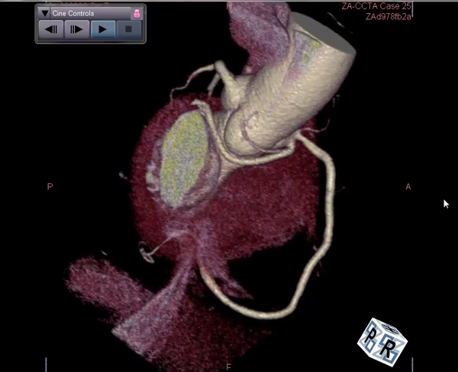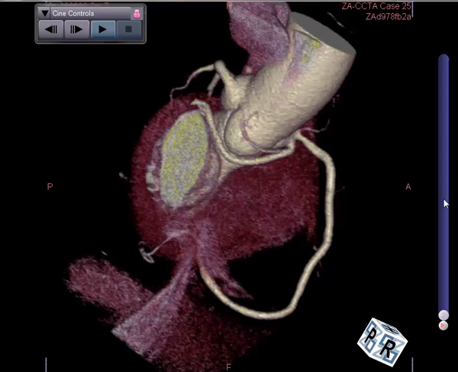So this 63-year-old man with diabetes actually has a very low cardiovascular risk situation. He has a congenital coronary anomaly which is anatomically benign.